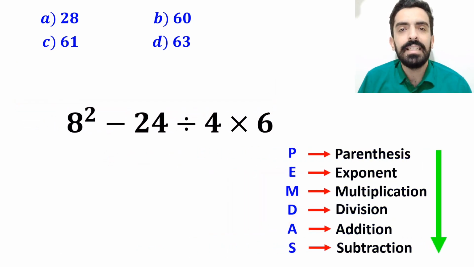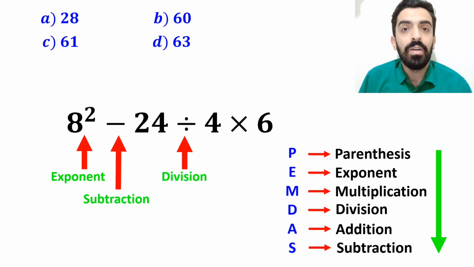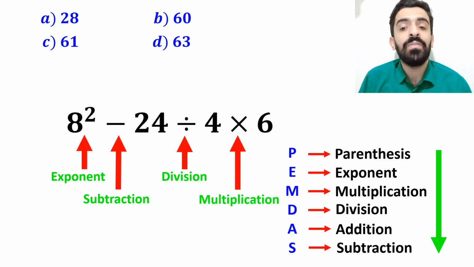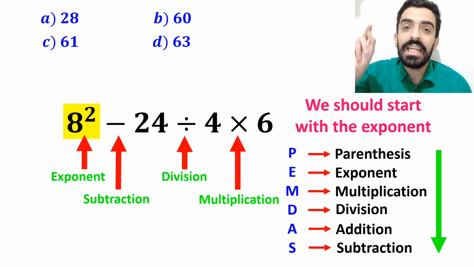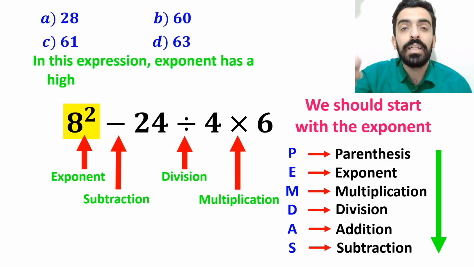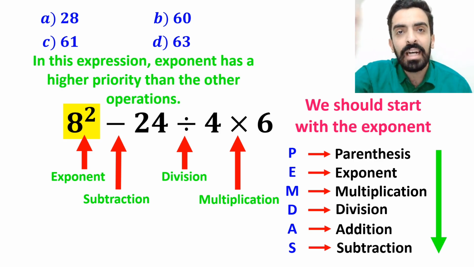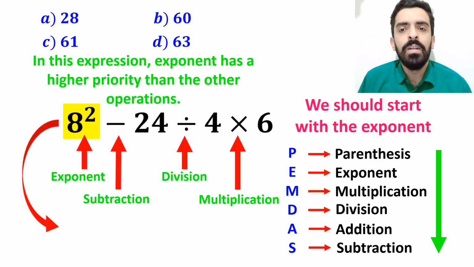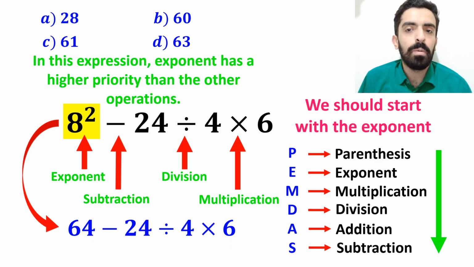Okay, as you can see in the image, in this expression, first we have an exponent, then a subtraction sign, followed by a division, and finally a multiplication. We should start with the exponent, because in this expression, exponent has a higher priority than the other operations. So, this expression simplified to 64 minus 24 divided by 4 multiplied by 6.